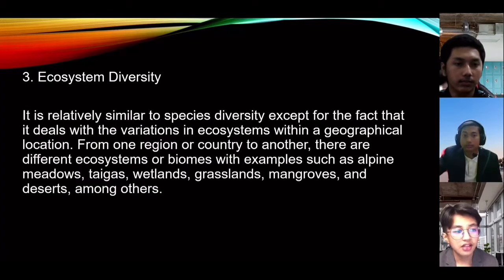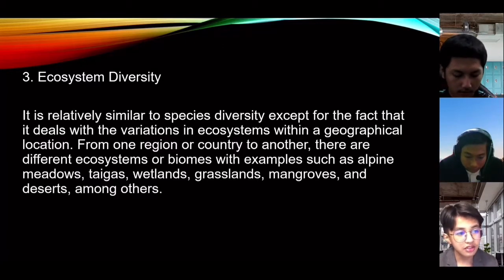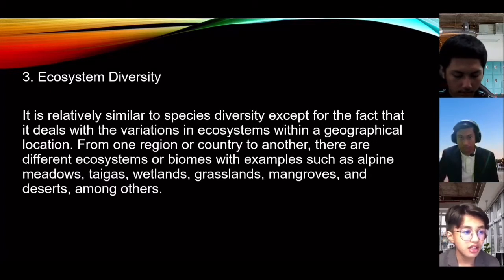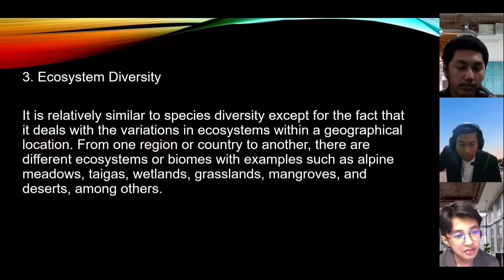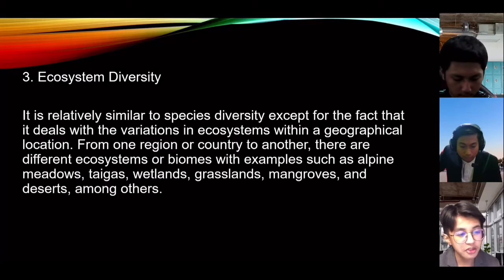Ecosystem diversity. It is relatively similar to species diversity except for the fact that it deals with the variation in ecosystems within a geographical location. From one region or country to another, there are different ecosystems or biomes, with examples such as alpine meadows, taigas, wetlands, grassland, mangrove, and deserts, among others.